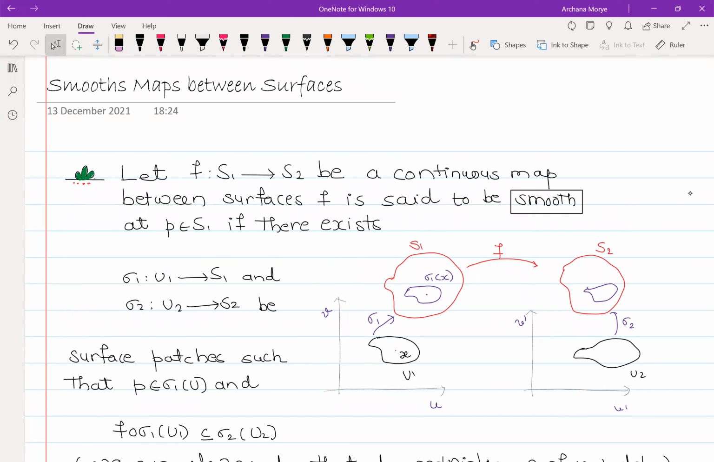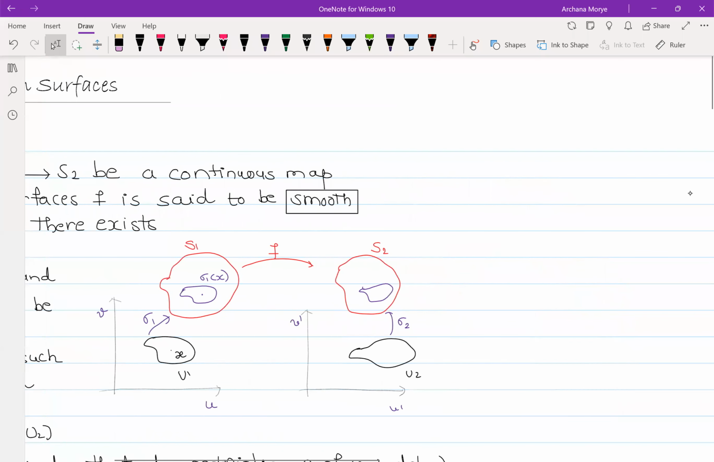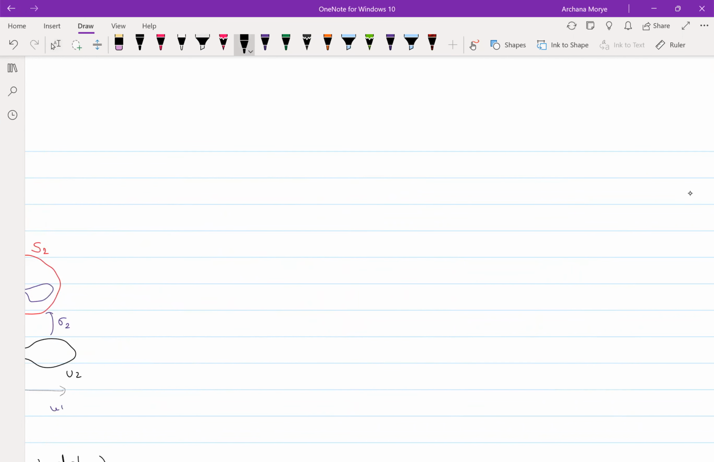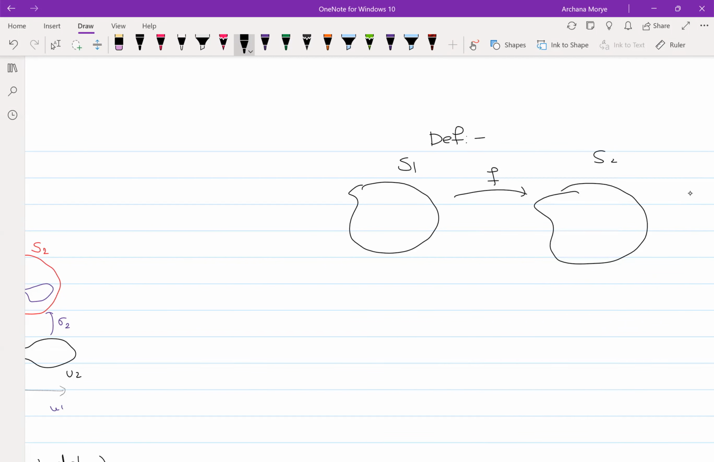Okay. So let us see what is the motivation behind this definition. Rather than giving a definition, I'll first show you how it arrived. Suppose I have a surface S1 and a surface S2 and a continuous map between them. Remember that surfaces are topological spaces in the first place, so we can always talk about continuous maps between two surfaces. Suppose I have this map F from S1 to S2, which is continuous, and I want to call this map smooth. So I want to define this notion of smoothness here.